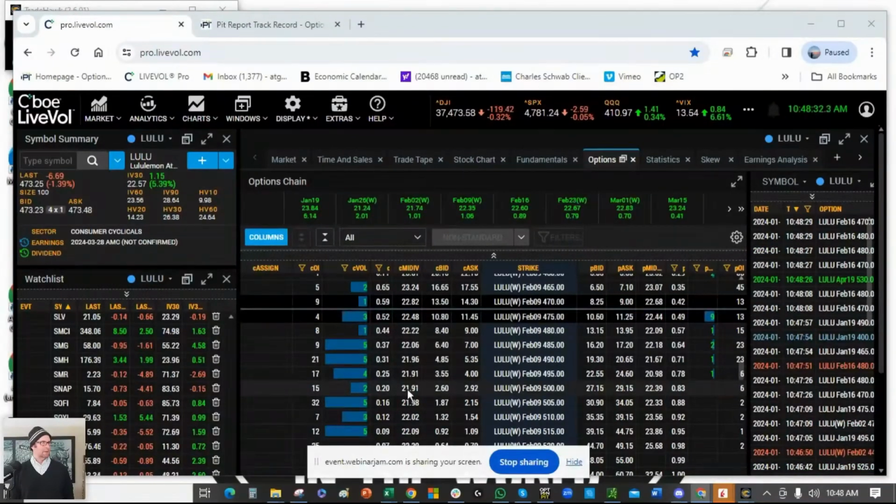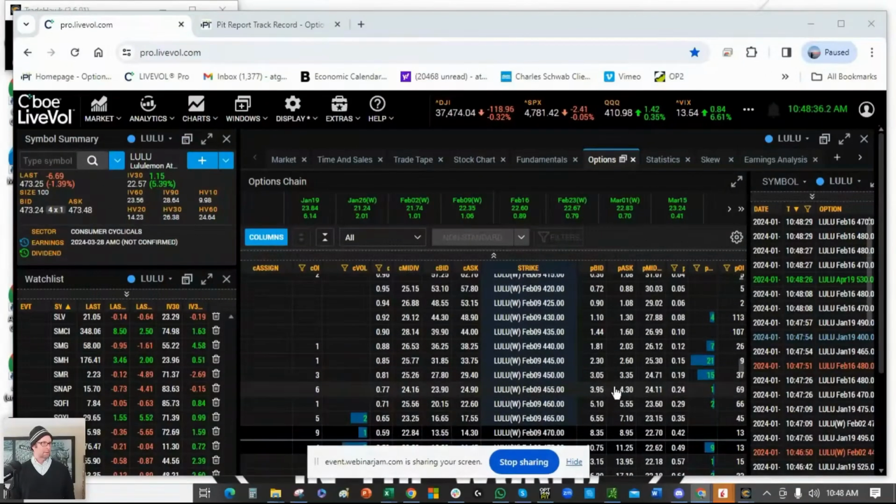So let's see here. What's the net delta on the trade? It's 20 over 20. It's only 9 deltas, so I think that's okay. All right.